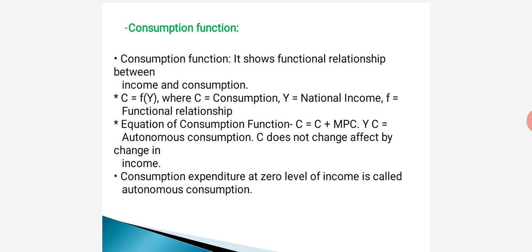The consumption function is C equals C̄ plus MPC into Y, where C̄ stands for autonomous consumption. We know very well that autonomous consumption is consumption at zero level of income, and MPC is the marginal propensity to consume, multiplied by Y, the national income.